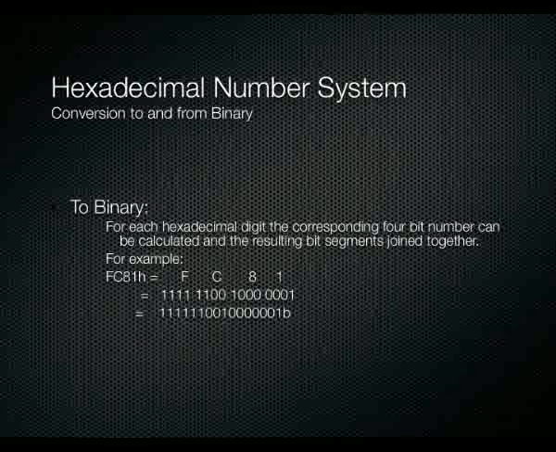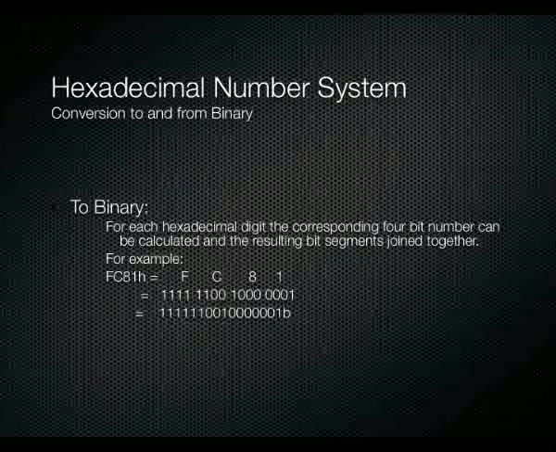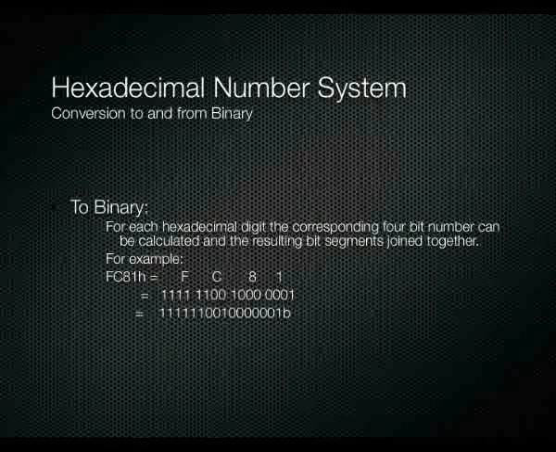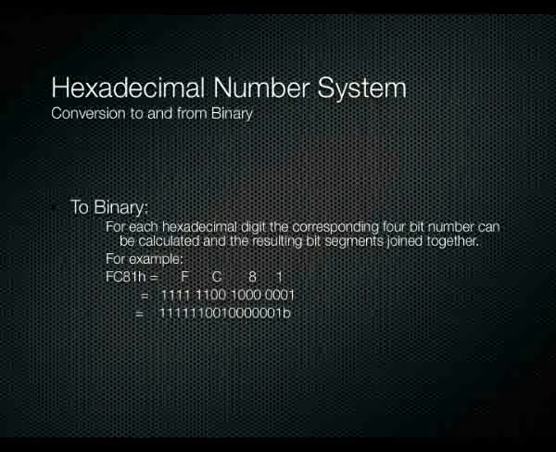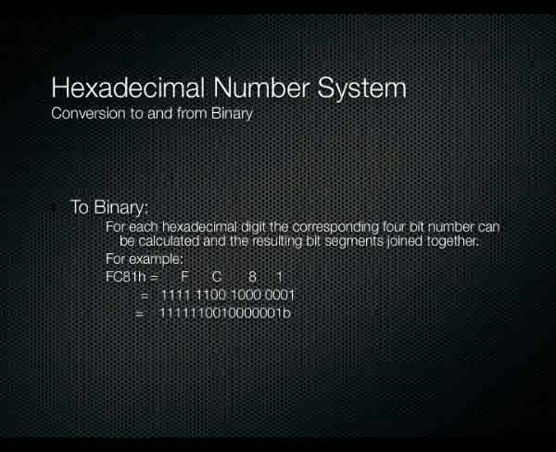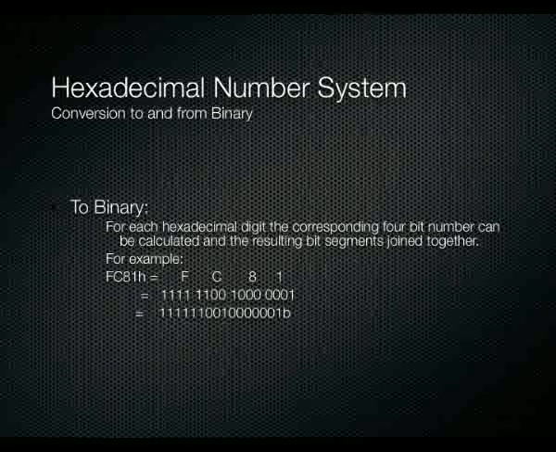Starting with the least significant digit of the hexadecimal number, we get 1, and we generate from that 1 a 4-bit number, which of course is 0001. We then take the next digit, which in this case was 8, and convert that into a 4-bit number, which is 1000. We then take the next digit, which is C, and convert that into a 4-bit binary number, which in this case is 1100. So that's our C.